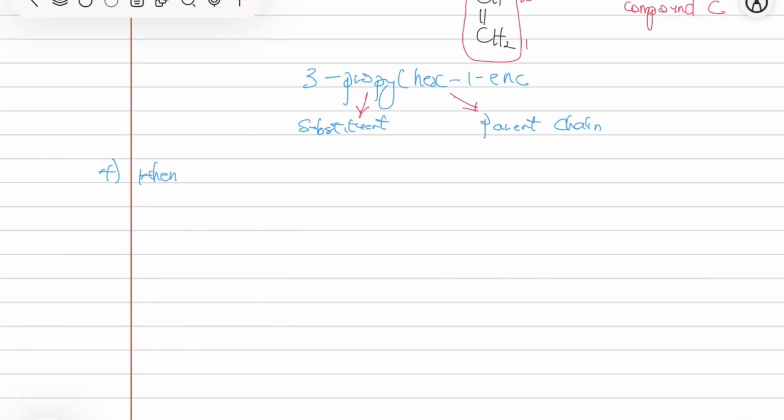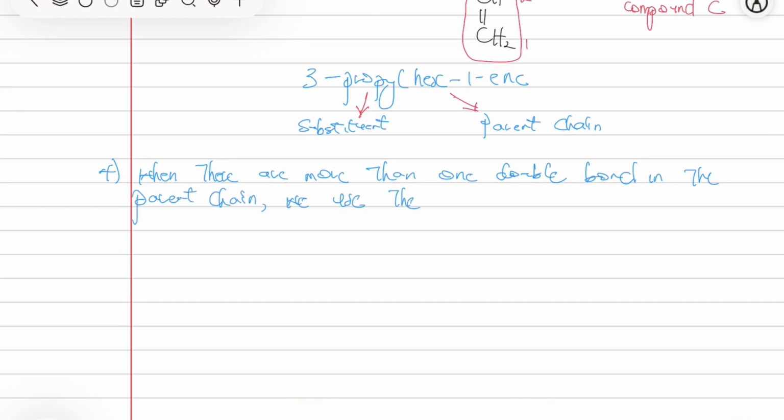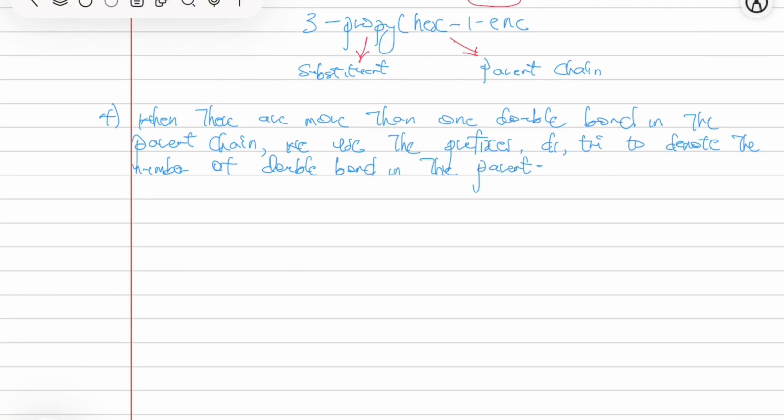Another important rule we must observe in naming an alkene is when there is more than one double bond in the parent chain, we use the prefixes di, tri to denote the number of double bonds we have in the parent chain. Let us consider this example below.